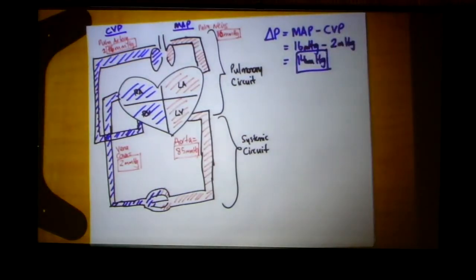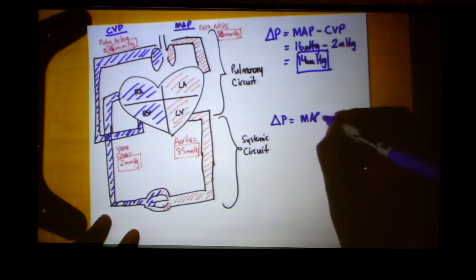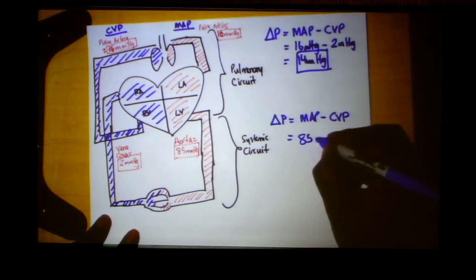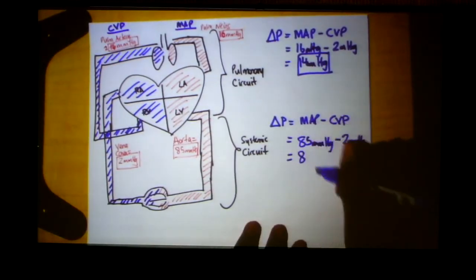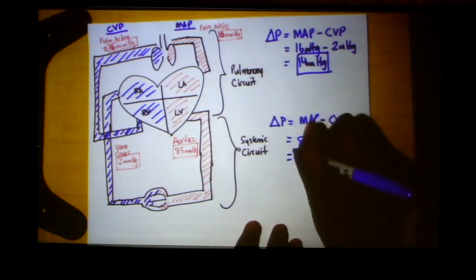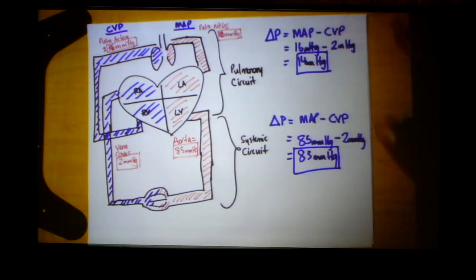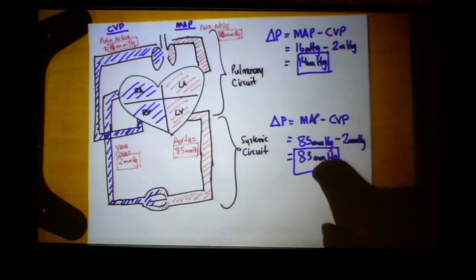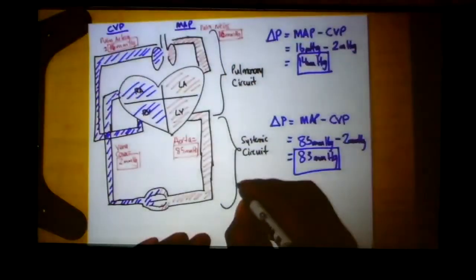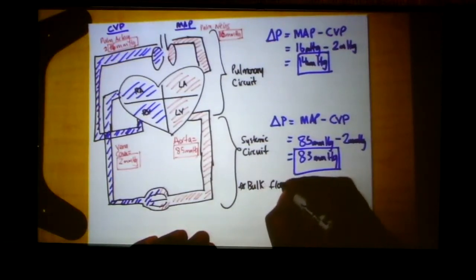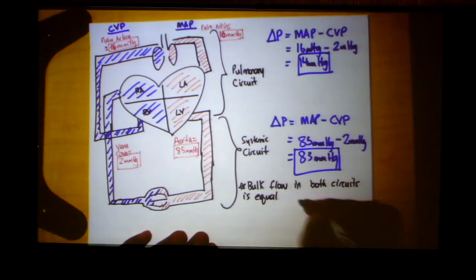Okay. Likewise, we'll calculate the pressure gradient in the systemic circulation. So once again, we have mean arterial pressure minus central venous pressure, and that gives us 85 millimeters of mercury minus 2 millimeters of mercury, and that's roughly 83 millimeters of mercury. Okay, so in the pulmonary circulation, you have a pressure gradient of about 14 millimeters of mercury, whereas in the systemic side, we have a pressure gradient of 83 millimeters of mercury. Okay, and so the important part of understanding this is talking about bulk flow. So when we look at the bulk flow in both of these circuits, it's equal. It's equal for both sides.